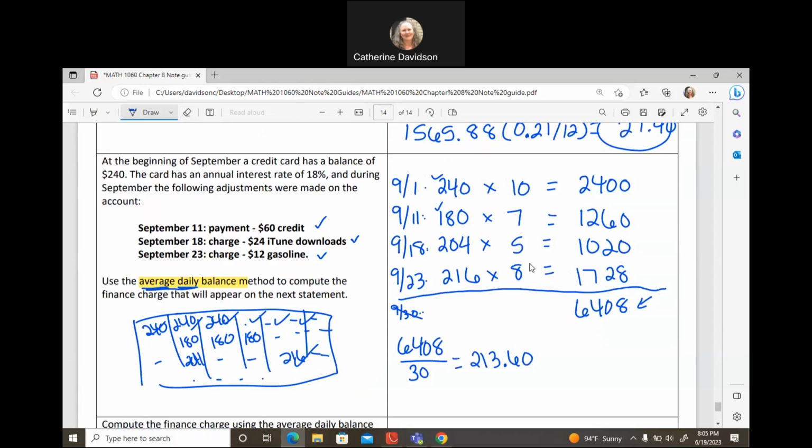From here, we need to figure out the finance charge. This one's done a little bit differently. So we still have the annual interest rate of 18%. But instead of dividing by 12, because there are different days and different months, September has 30 days out of 365 days of the year. So you can put that on your calculator like that. Finance charge is $3.16. Again, we're rounding to the nearest cent.